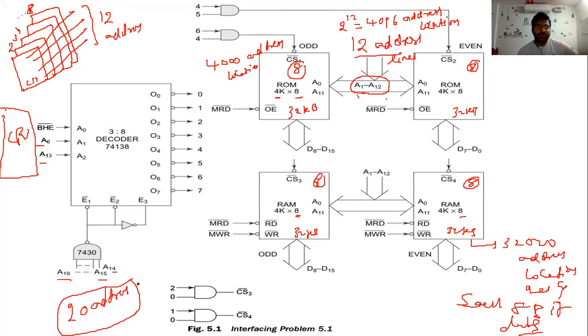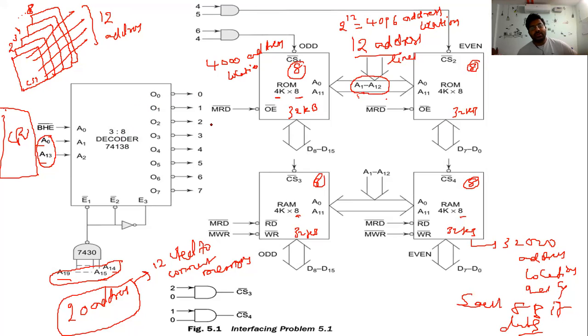Out of these 20, only 12 address lines are used to connect memory devices. So these are all the memory devices. Then what about the remaining address lines? The remaining address lines are used for the decoder circuit purpose.